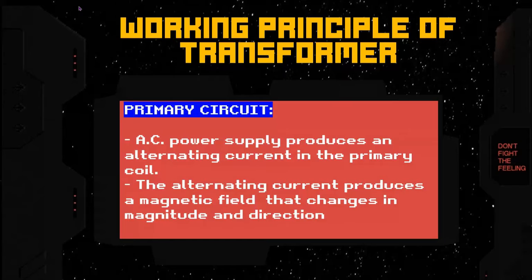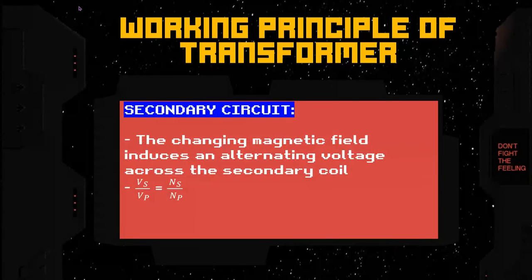There are two circuits in a transformer. Firstly, the primary circuit. The AC power supply produces an alternating current in the primary coil. The alternating current produces a magnetic field that changes in magnitude and direction. For the secondary circuit, the changing magnetic field induces an alternating voltage across the secondary coil. The formula for the secondary circuit is Vs over Vp equals Ns over Np.